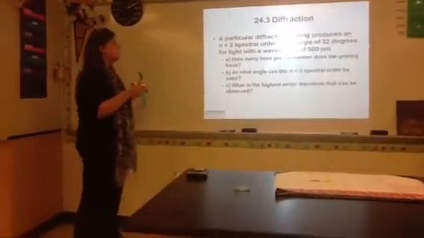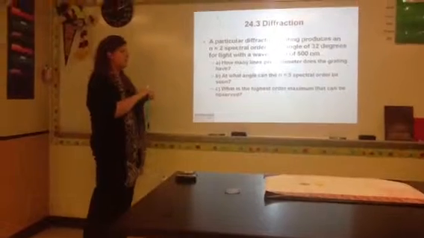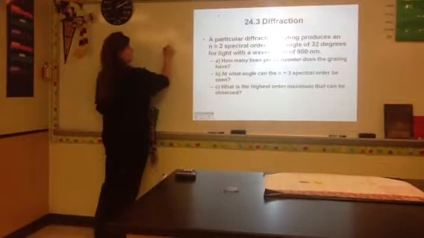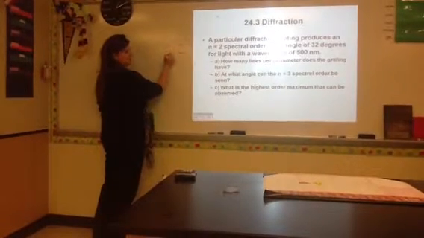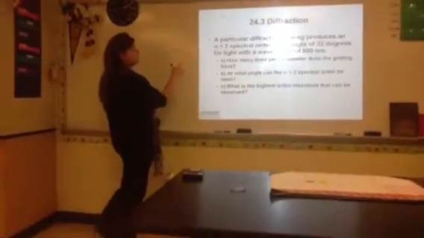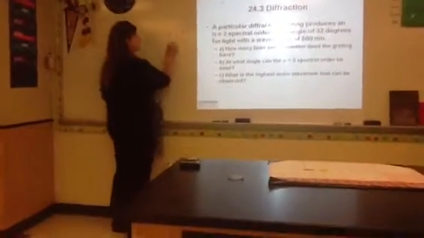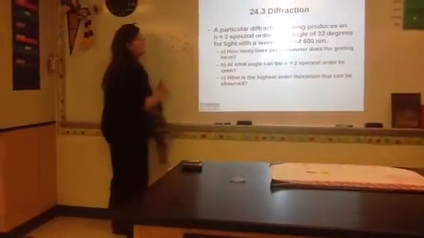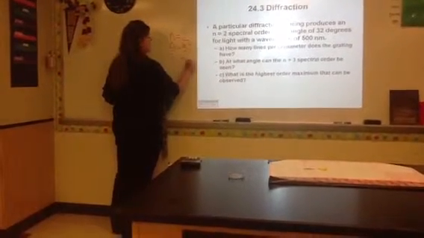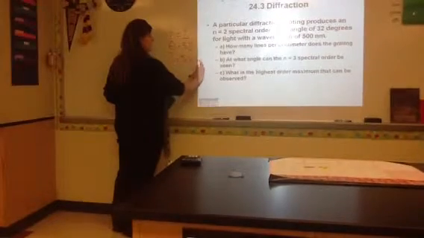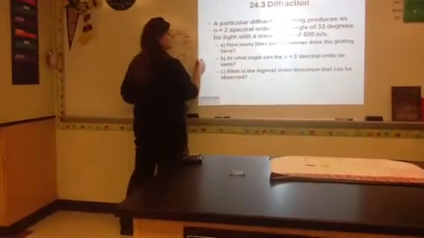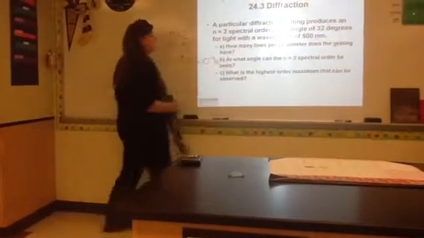Okay, let's read the question. A particular diffraction grating produces an n equals 2. So n equals 2 is one thing that I'm given, and then what does n represent? Order number. So I have n equals 2, that's my order, at an angle of 32 degrees. So there's my theta, and that's for a light with wavelength, so there's my lambda, 500 nanometers. Uh-oh, what's wrong with it? Do I like that? No, so how do I change it? 500 times 10 to the negative 9 meters.